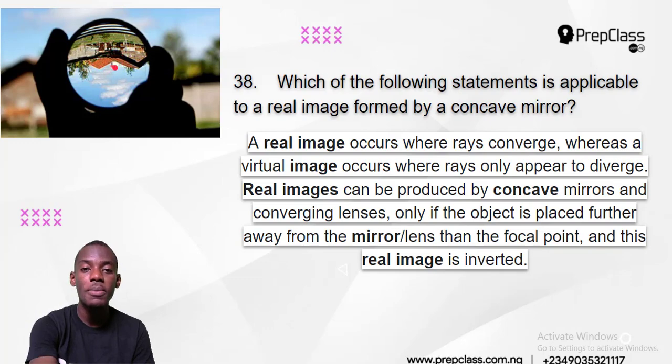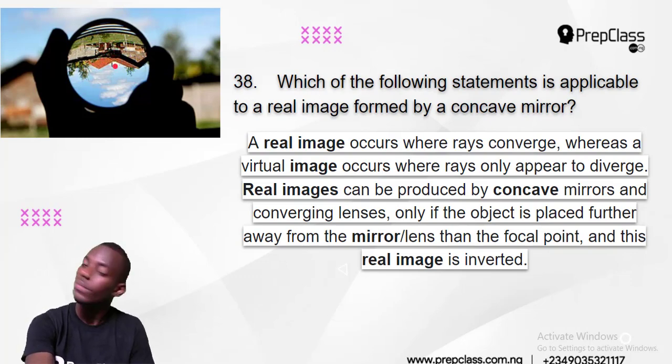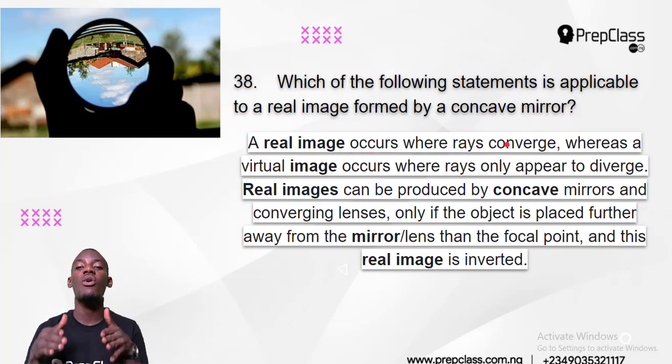That means the house will be larger than the way they are. Now look at it. Look at it now. What is happening to the image here? It is upside down, right? So a real image occurs where rays converge. So it is caused by convergence.